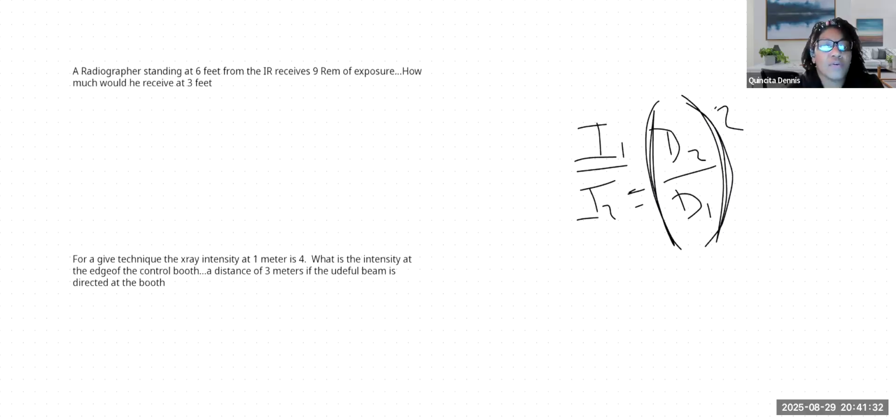So the radiographer was standing 6 feet. 6 feet is the very first distance. So for me, I try to decipher where each number is going to go.